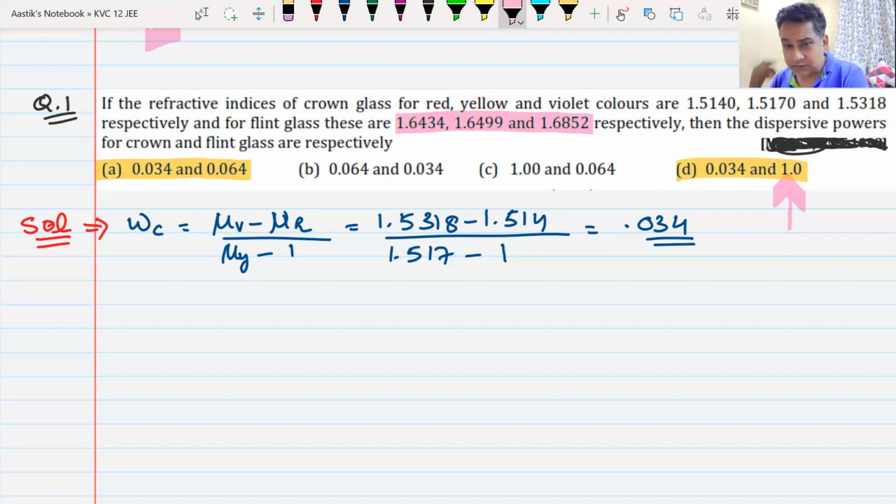Because in the denominator you will have 1.6499 minus 1. That will be 0.6499. Now to get 1 from 0.6499, you should have 0.6499 at the top. You will never get 0.6499 at the top. So therefore this option is definitely not possible. So there is only one possibility, and that is option A. So I've solved this question only by solving for omega C and not for omega of flint glass.